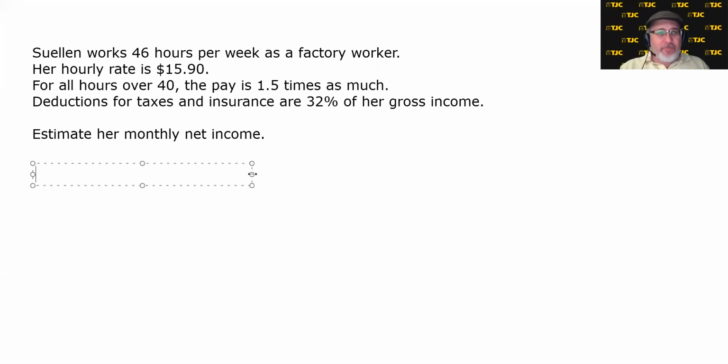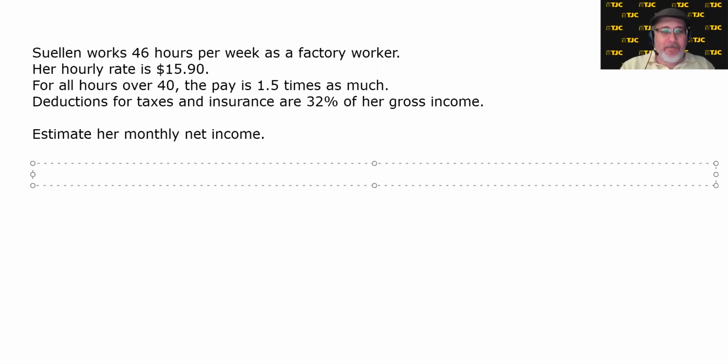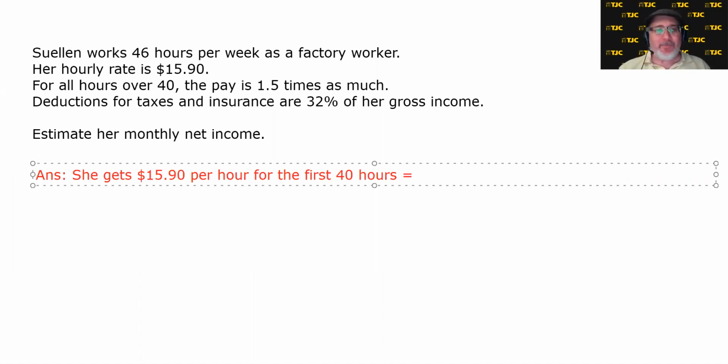Now several of you are already probably familiar with how to calculate overtime pay, but let's go ahead and document it. We know that she gets $15.90 per hour for the first 40 hours. We just multiply those to see what that is. So 15.90 times 40. And remember, we multiply because we're going up to a larger time frame. $15.90 times 40 hours is $636.